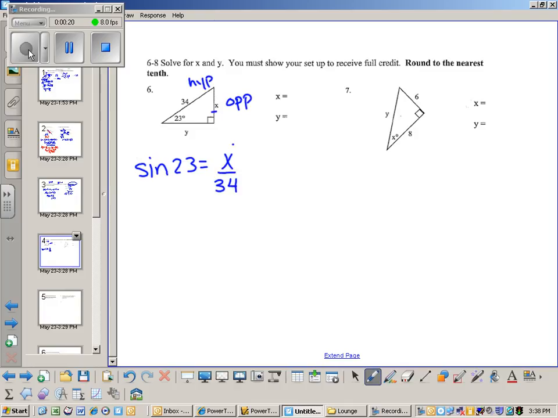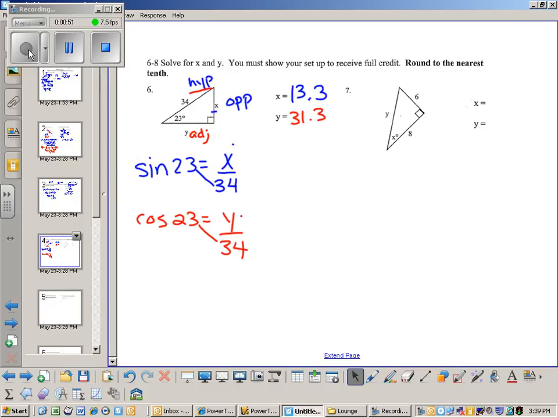Because x is on top, we multiply here, and when we round to the nearest tenth, we get that x is 13.3, rounding to the nearest tenth. And so we do the same thing then with y. So y is the adjacent. And again, we want to use the hypotenuse because it was given. So we have now the cosine of 23 equals y over 34. Variable still on top, so we're multiplying these two, and we should end up with a y value of 31.3.